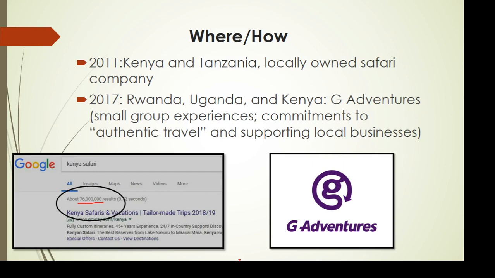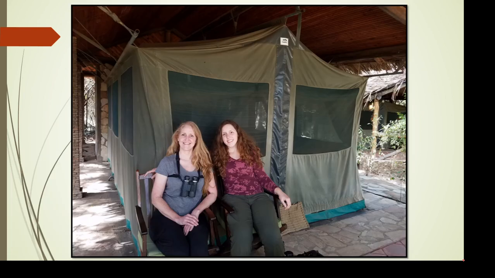In 2017, we ended up having to go with a bigger company, G Adventures. They're partners with National Geographic. But look at what their mission is. They focus on small group experiences, commitments to authentic travel, and they support local businesses. And we just could not find a local company that would allow us to do what we wanted to in 2017. So we did feel good about being able to support a company that looks like it has some good values. In our African adventures, I just mentioned, we've also been to South Africa as well.